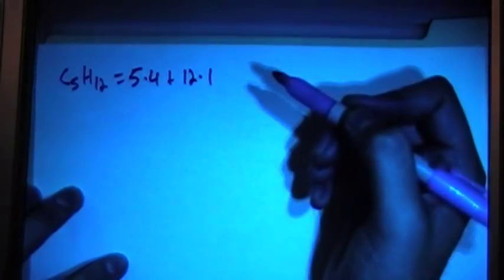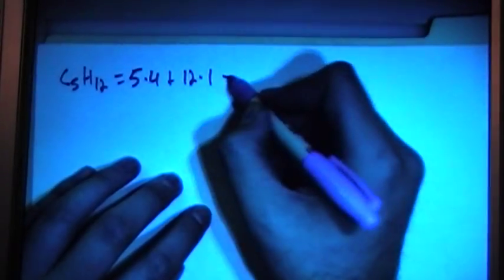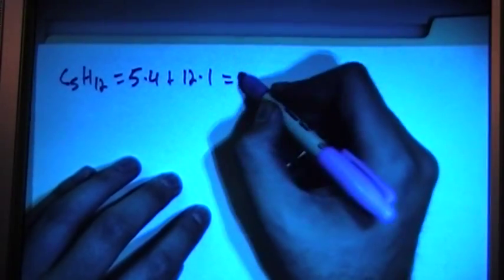Hey guys, in this video I'm going to show you how to draw the Lewis dot structure for C5H12, which is pentane. So here we go. C5H12, which is a chemical formula for pentane. That's going to give us 5 carbons with 4 valence electrons for each carbon, plus 12 hydrogens times 1 valence electron per hydrogen. So that's going to give us a total of 32 valence electrons.